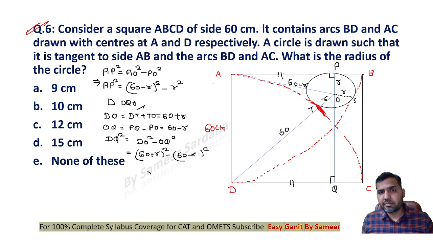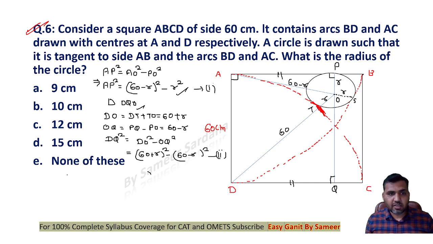Both are sides of APQD, which would be a rectangle, so AP will be the same as DQ. Now that means this equation 1 is the same as equation 2. So can I solve this equation now? 60 minus R whole square minus R square is equal to 60 plus R whole square minus 60 minus R whole square, right?